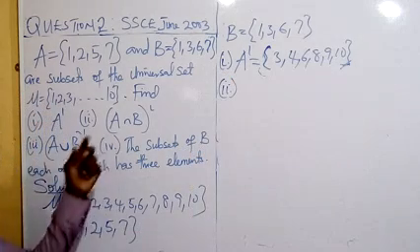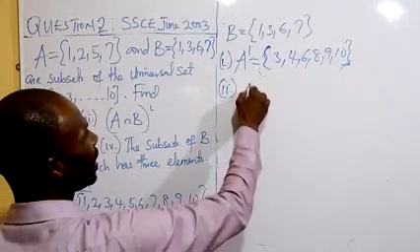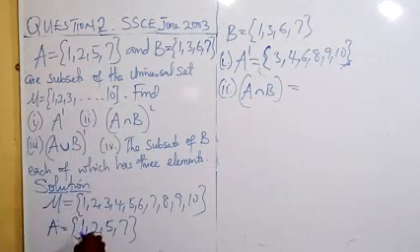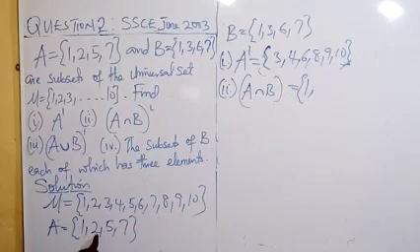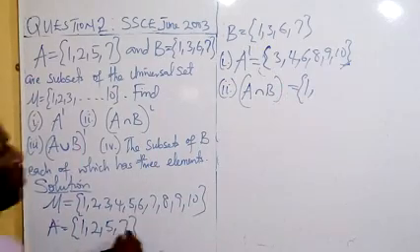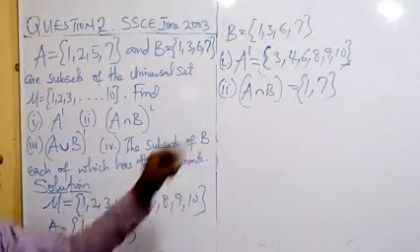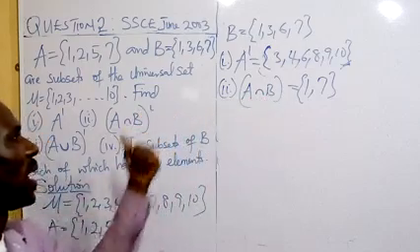Number 2. We're asked to look for A intersection B prime. The first thing we need to do is find A intersection B. What is A intersection B? What are the elements that are common between A and B? They both have 1. What about 2? No. What about 5? No. What about 7? They both have 7. So A intersection B is 1 and 7.